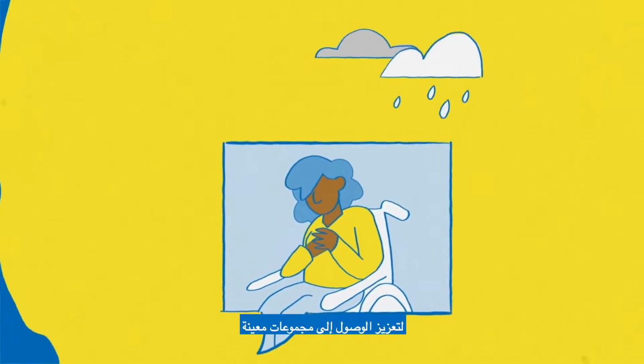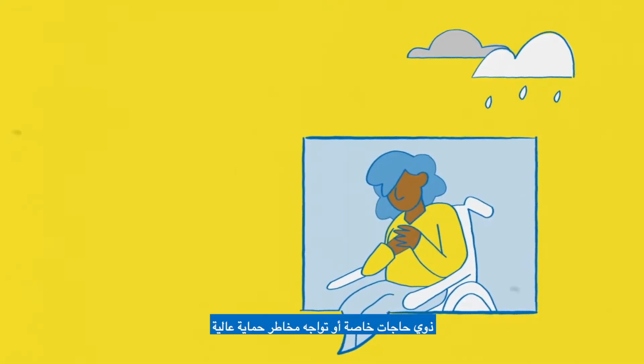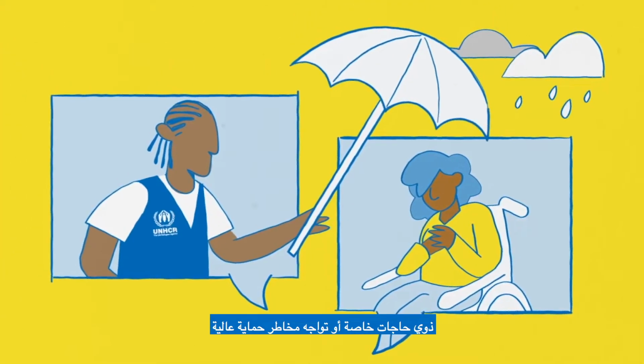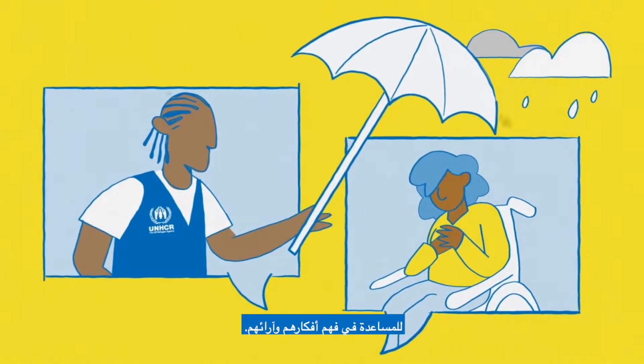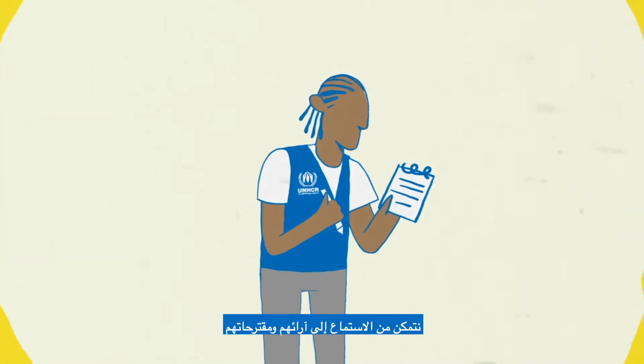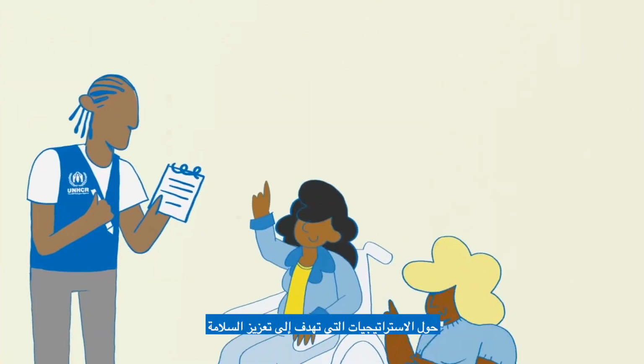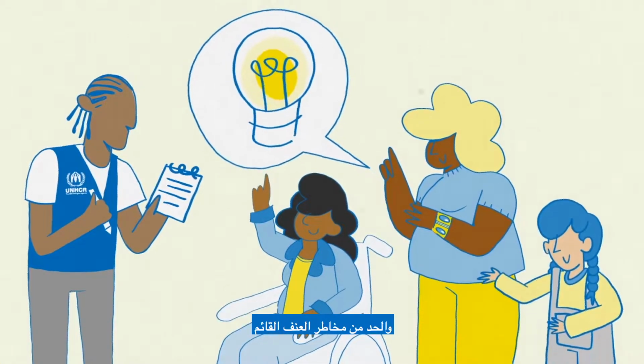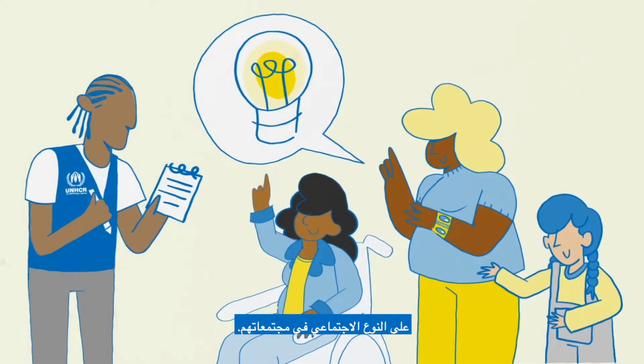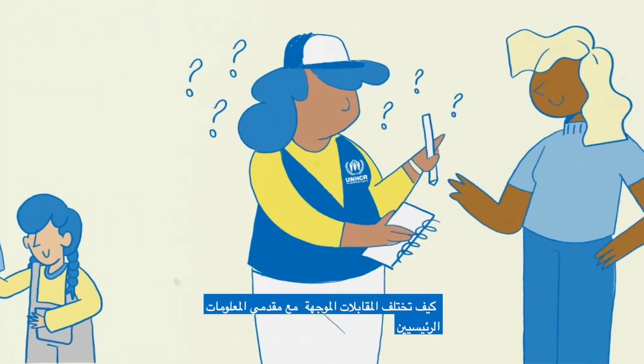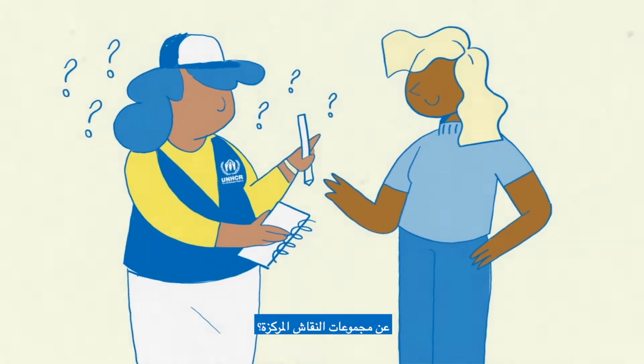FGDs may be used to support outreach to particular groups with specific needs or that face heightened protection risks to help grasp their thoughts and opinions. We get to hear their opinions and proposals on strategies towards enhancing safety and minimizing GBV risks in their communities. How do key informant interviews differ from focus group discussions?